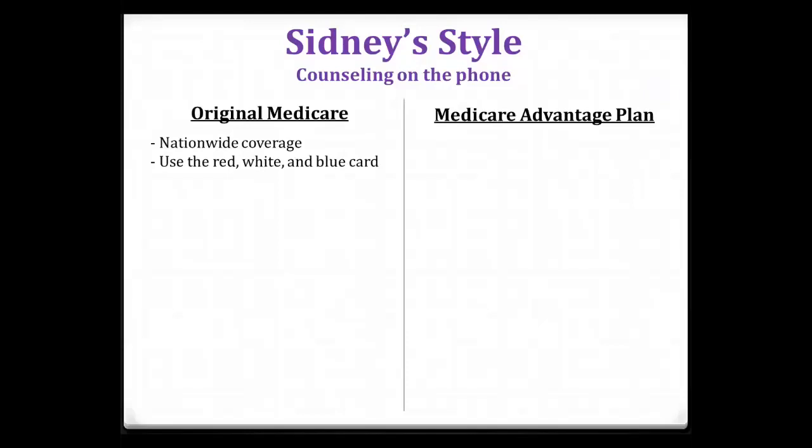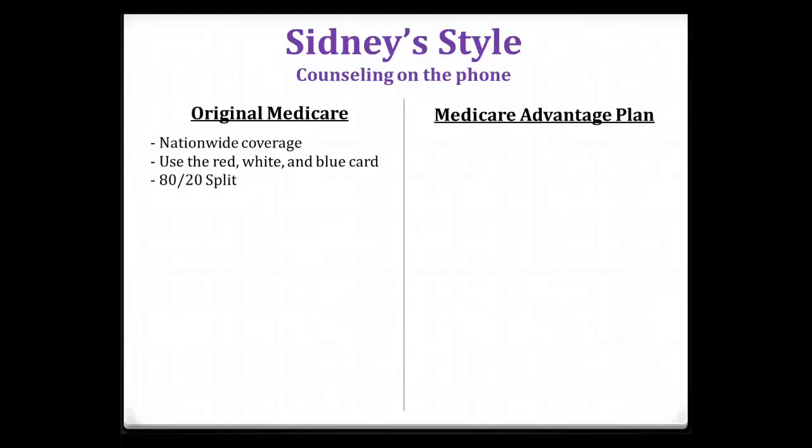The next thing is you will use that red, white, and blue Medicare card that you got in the mail from Social Security. That's going to be your primary insurance card for your hospital and your medical. So anytime you go to the hospital or see a doctor, that's the card that you're going to give them.